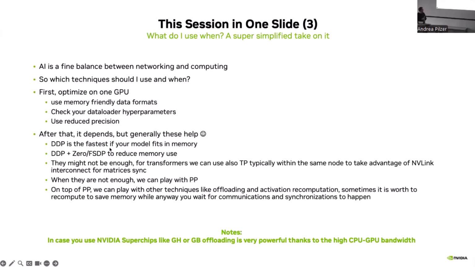Then when you go to multiple GPUs in distributed training, data parallelism is the easiest one. If it doesn't fit in memory, you can use smarter techniques for data parallelism like ZeRO or FSDP. After that, if it's not enough, you can start working with pipeline parallelism, and from there you always need to customize for your workload. It's just a general, very general guidance. I wouldn't say take it with a grain of salt, let's say.